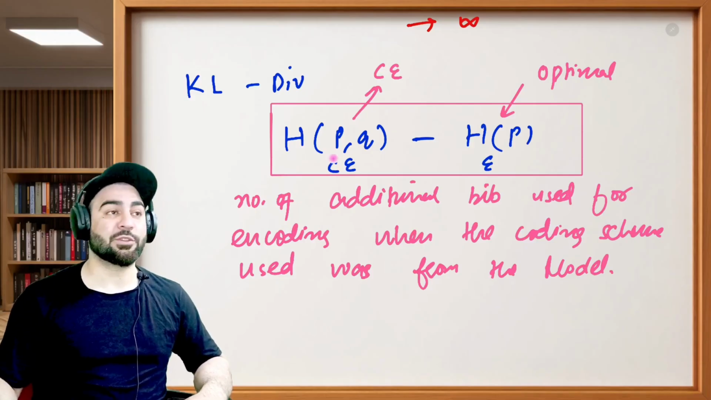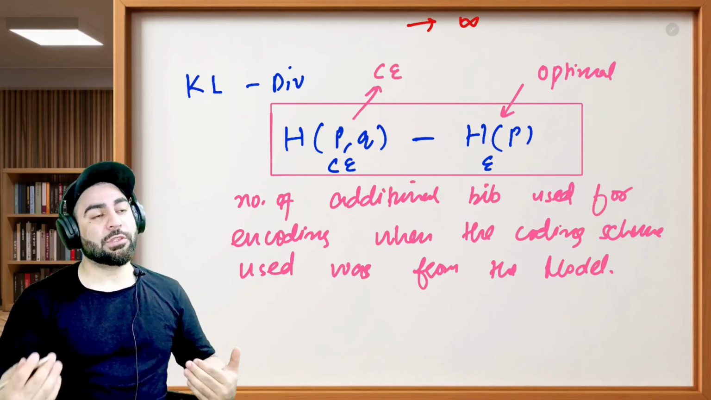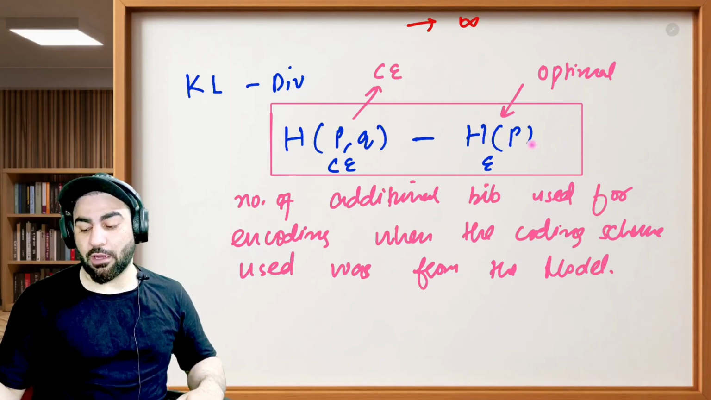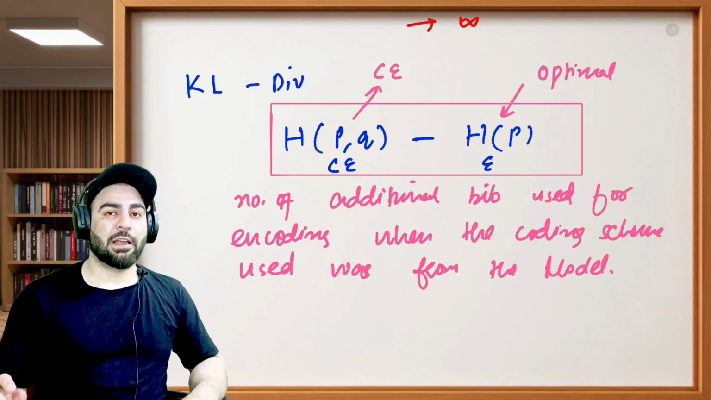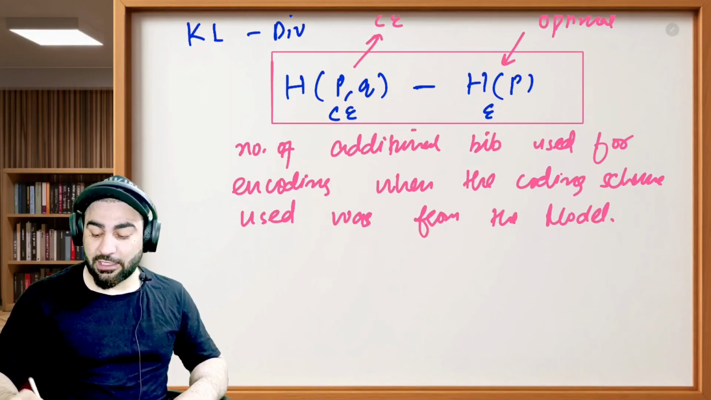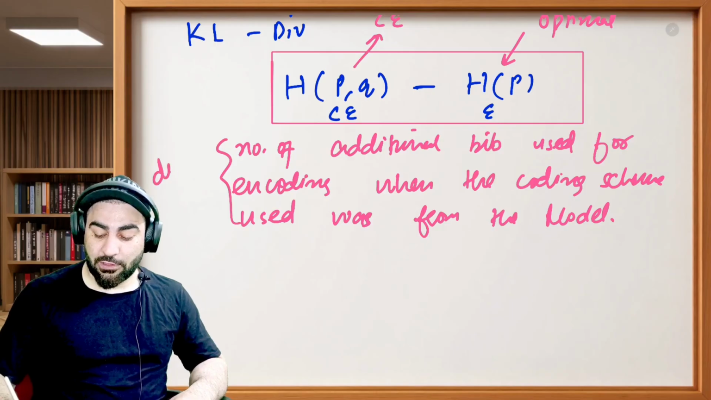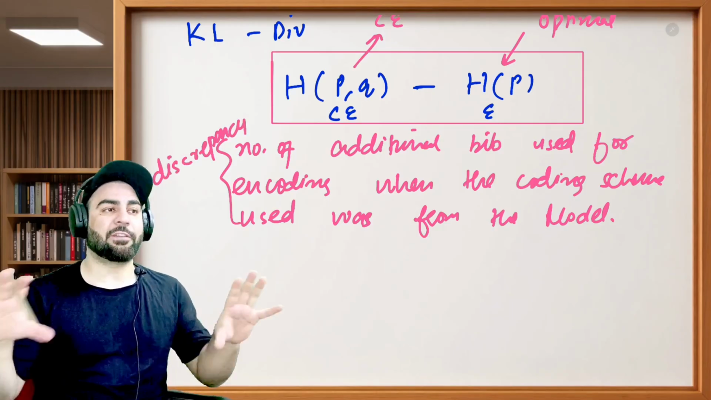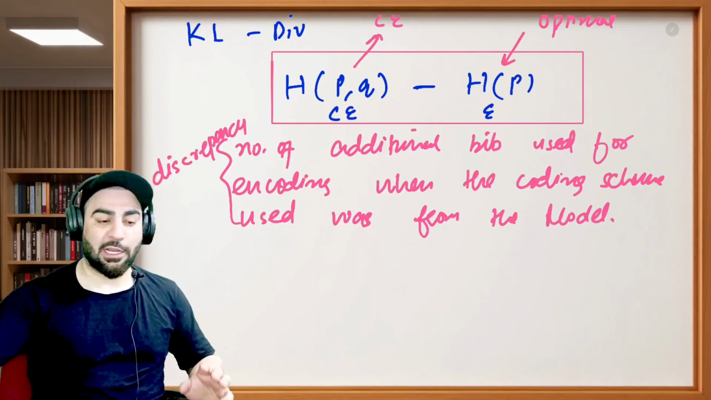So when you subtract these two things, you get the additional number of bits that you have to use in case you use this model, the model predicted by the neural network, for some real distribution. You will get the number of additional bits in that. Okay, this will tell you the discrepancy, the difference between these two distributions. So this is called KL divergence in terms of entropy. Everybody clear on this point?